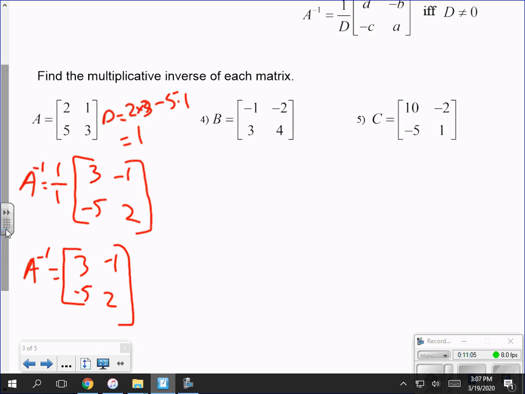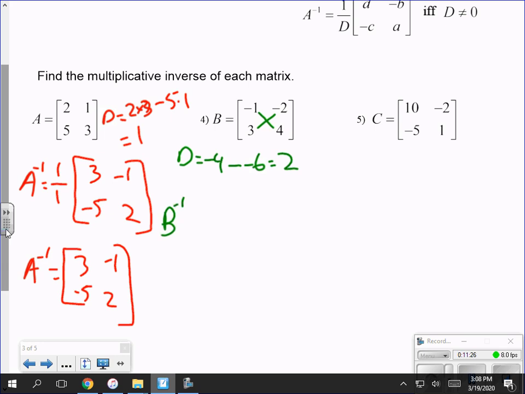So I want to find the multiplicative inverse of B. First thing I need to do is find the determinant. So I multiply these two, I get negative 4, minus, multiply these two, which is negative 6. Negative 4 minus negative 6 is 2.